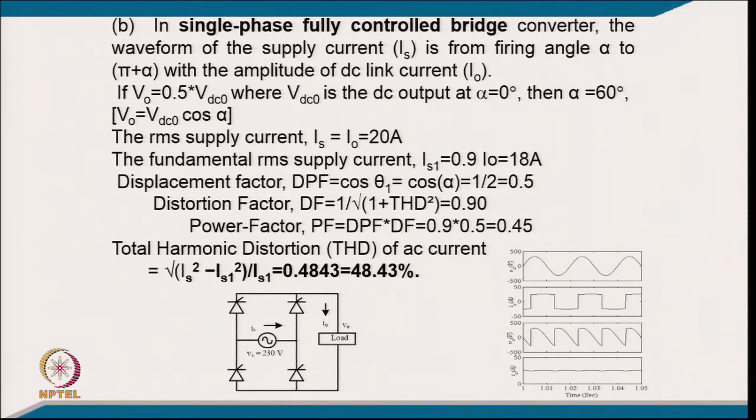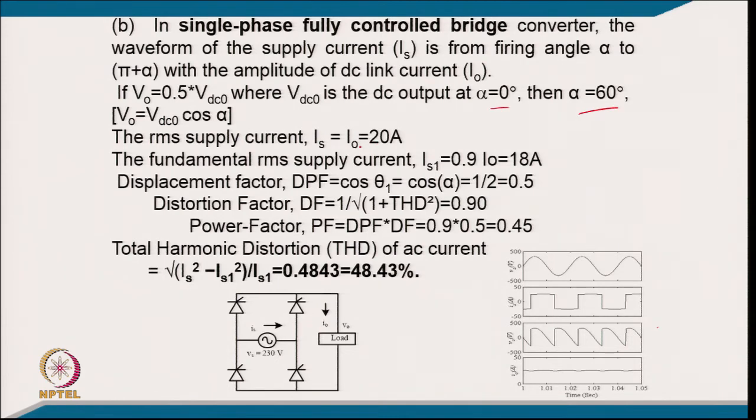Coming to the second part, if this is a fully controlled converter, with all 4 thyristors, the firing angle is 60 degree. So, in the case of a thyristor converter you will have a square wave, but phase shifted by 60 degree, and this will be the voltage waveform, and this is your output current. So, a square wave of current will be there. The waveform of supply current is from firing angle alpha to pi plus alpha with the amplitude of the DC current, and V equals 0.5 VDC 0, where VDC 0 is the DC voltage at alpha equal to 0.